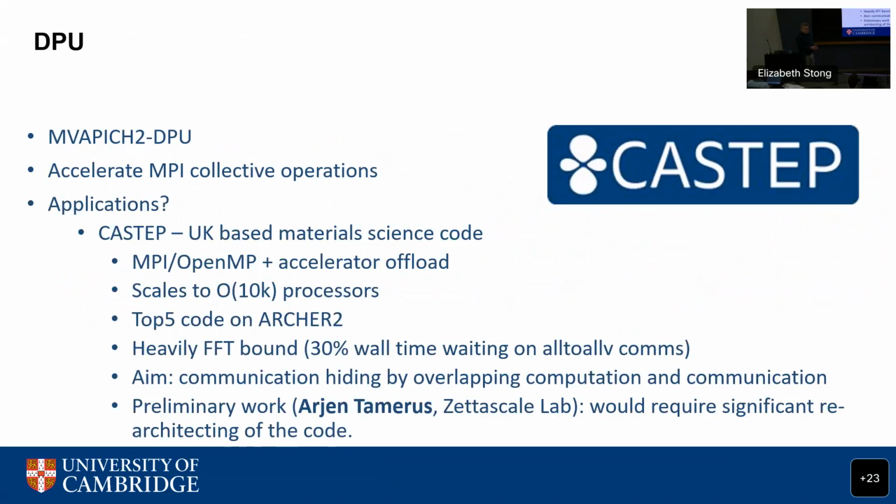The next thing we're going to look at is the DPU, the collectives. So there were some interesting looking performance graphs shown earlier in the conference on other material science codes. I think it was VASP. So there's a material science code that we're interested in at Cambridge called CASTEP.